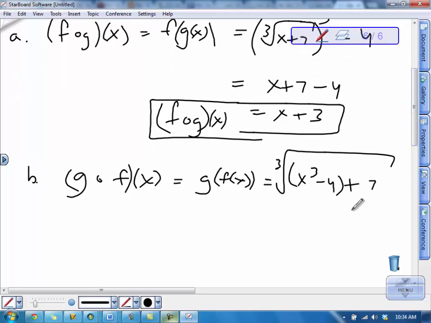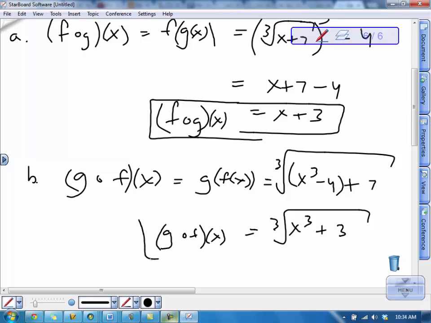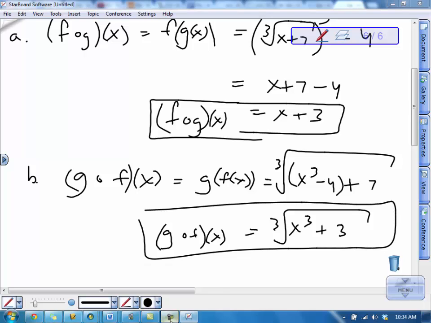Okay, so I can simplify this as x cubed plus 3, all cube rooted. And I cannot simplify this any. So here's my composition g of f of x. Why can't you square it?